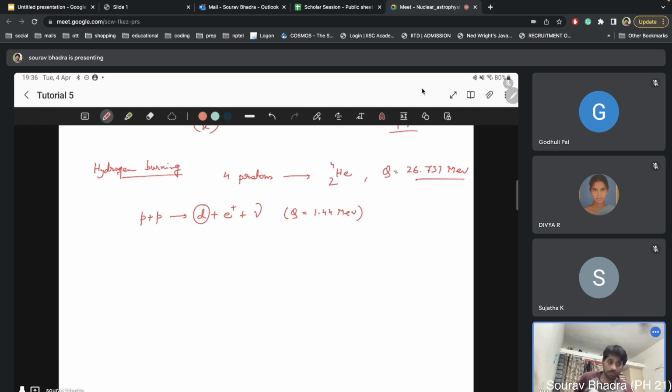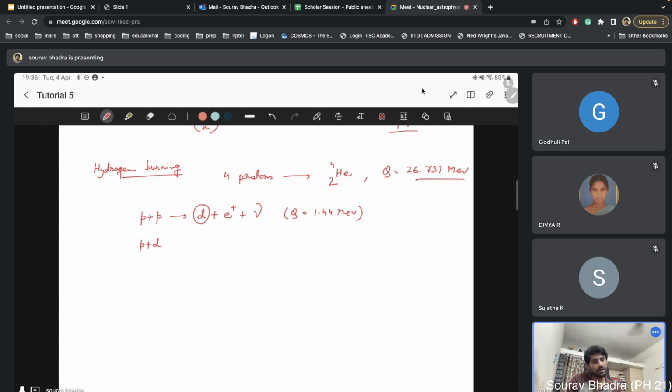Yes, this has been done. So, the deuterium has been formed. Now, what will happen? This deuterium will react with another proton. Other reactions can also happen, but right now I am just writing the predominant steps of this reaction.